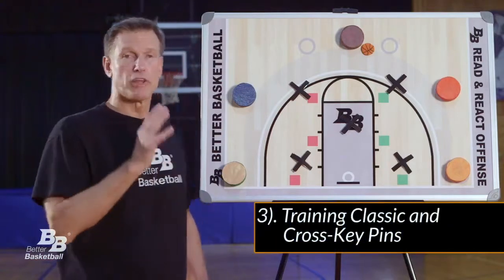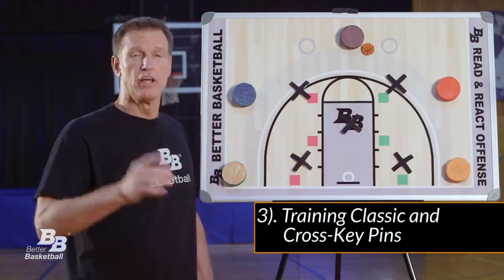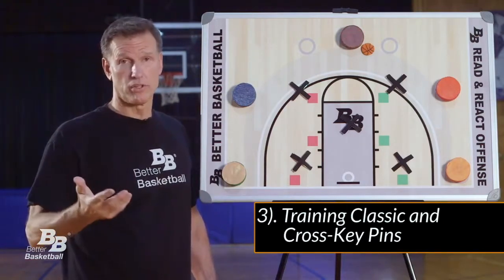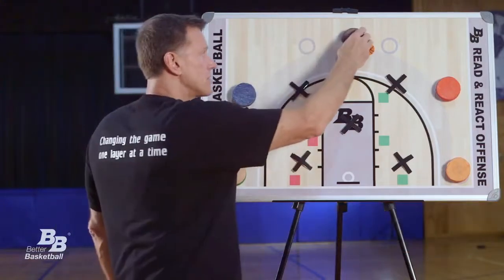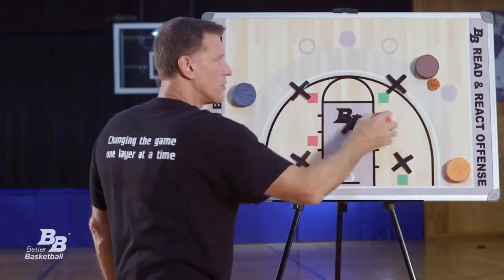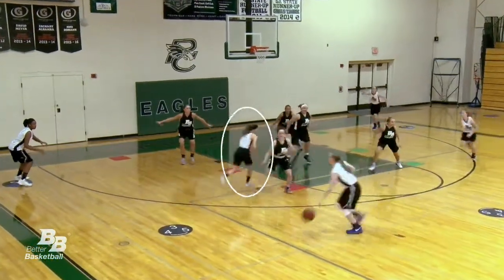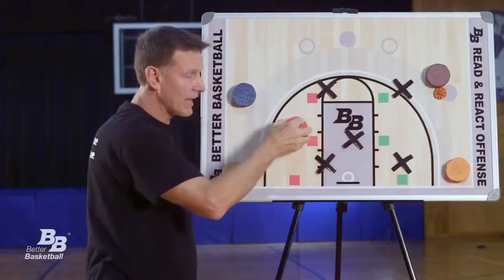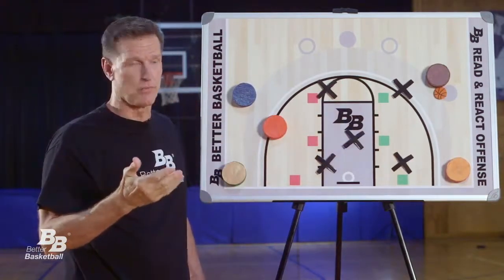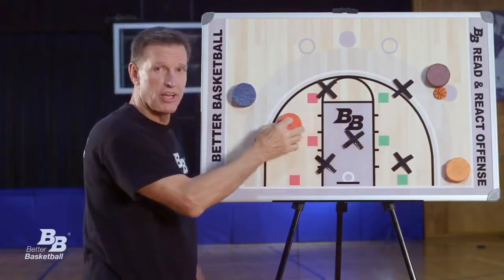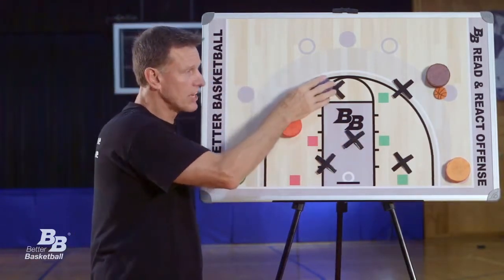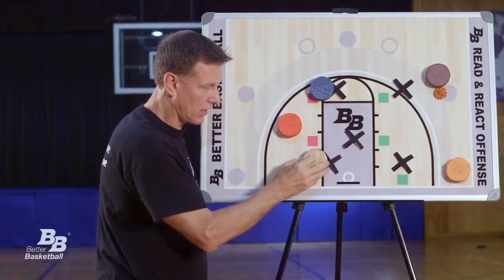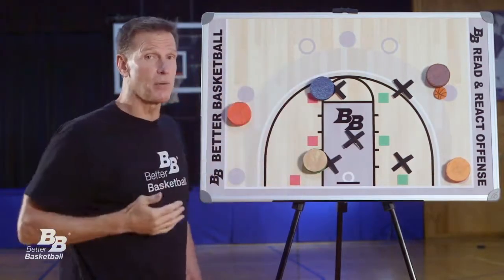The trigger for setting both a classic and a cross-key pin screen is the first dribble at to the wing. Again, you might need to use a verbal call as they're learning this. The dribble at sends the wing through the nail, sprinting through the lane to the other side and getting shot ready as soon as possible. As the wing runs through the lane, we can use this wing to set the cross-key pin screen, or we can use the corner to set the classic, or we can set double pin screens.